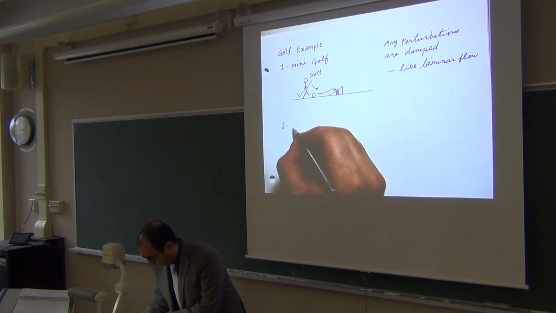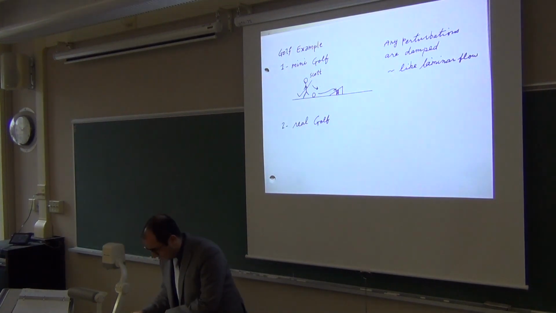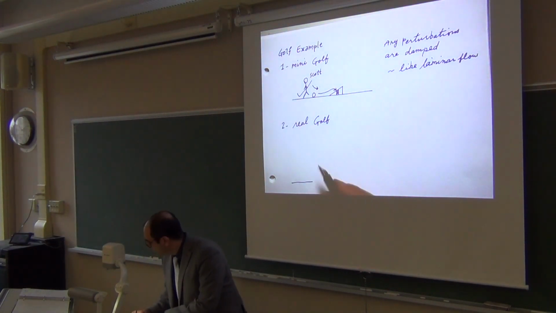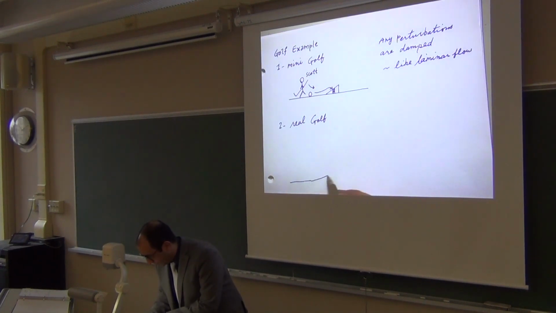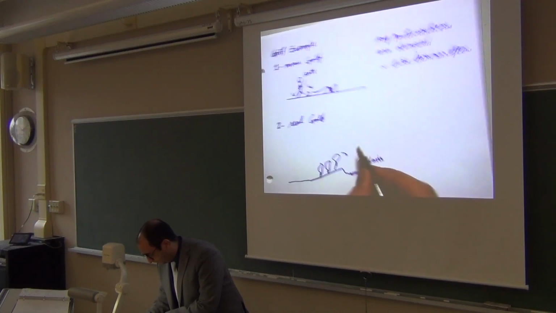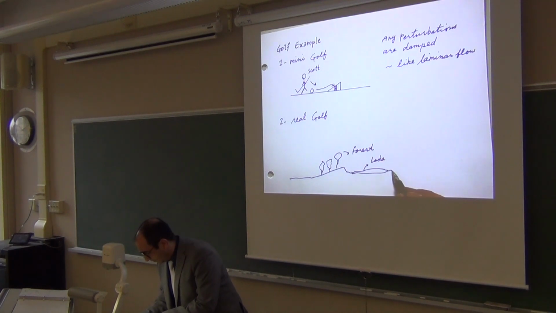Real golf can be complicated. Well, first of all, the topography can be complicated. So here you might have some forest. Then there's water bodies. This could be a lake, forest. There might be a ramp, and maybe eventually the hole is here. Here's the flag.